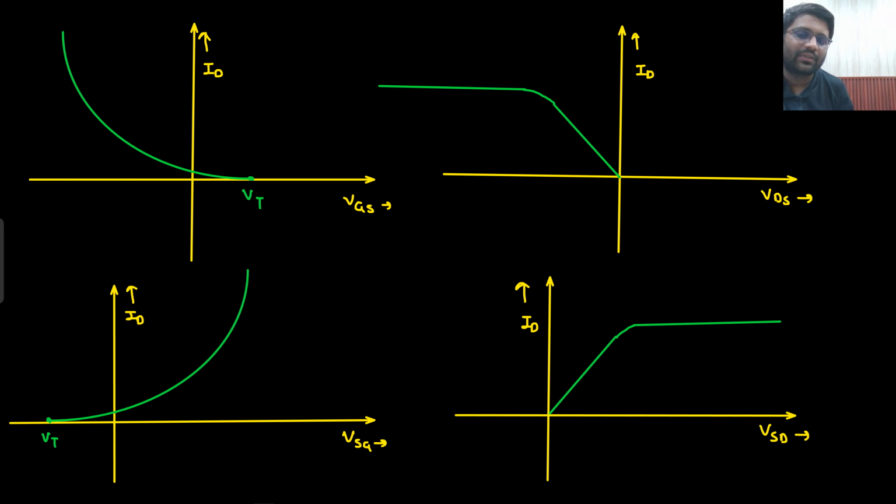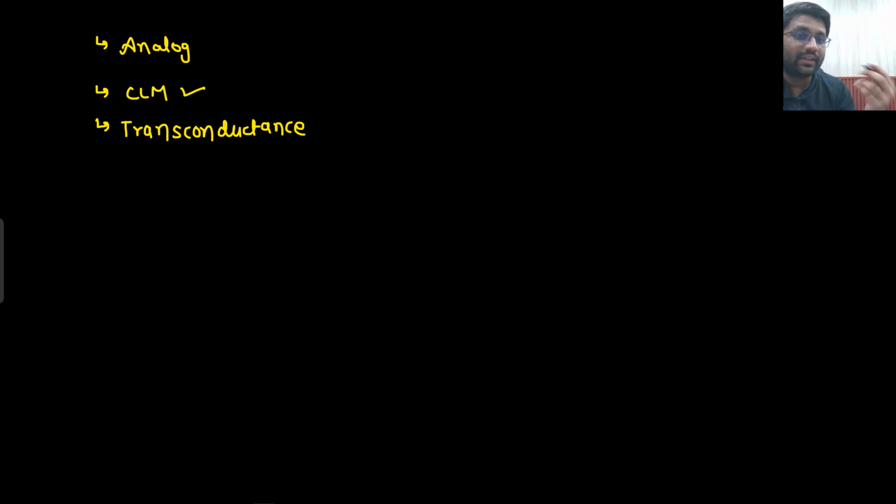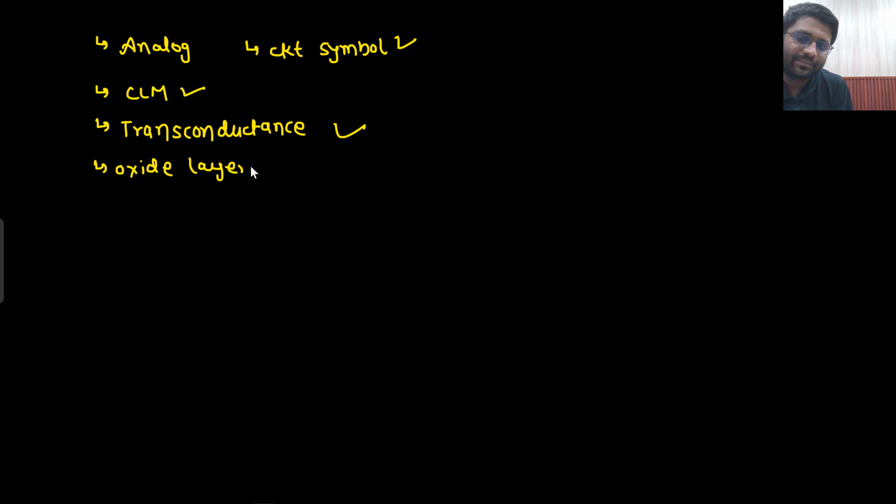Most important concept you are going to study there is channel length modulation. Then you will study transconductance. You will see the circuit symbol. We have studied PMOS and NMOS, but how would you show it in the circuit? So circuit symbol also you will see. And some important questions you will see, like why the oxide layer has to be there. And when we use it as an amplifier, why do we use it in enhancement mode? Like I'm saying that enhancement is more important. Why is it more important?